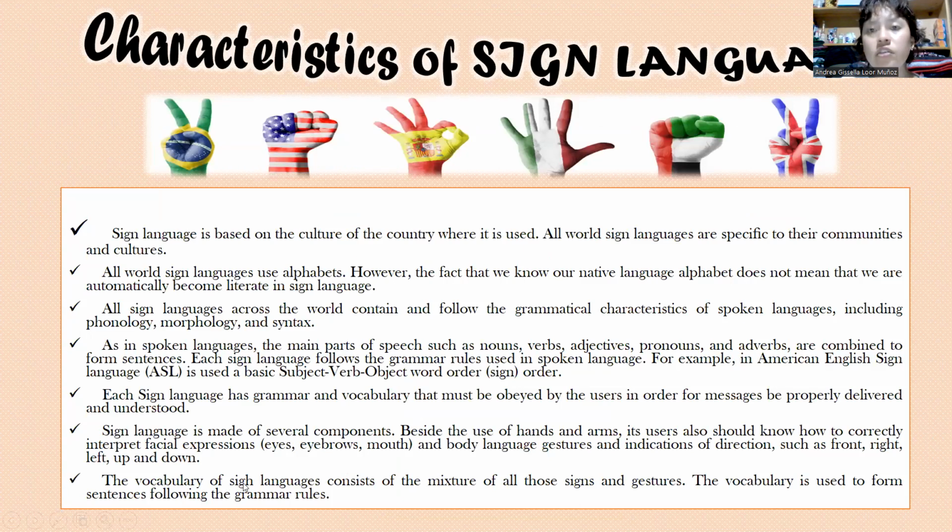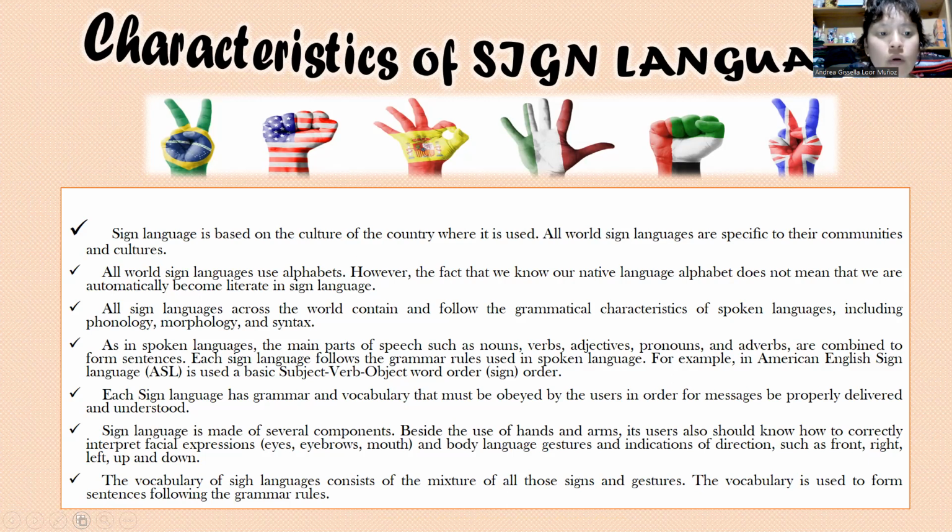Characteristics of sign language. We have seven characteristics. First, sign language is based on the culture of the country where it is used, or where sign languages are specific to their community and cultures. Second, all world sign languages use alphabets. However, the fact that we know our native language alphabet does not mean that we automatically become literate in sign language. Third, all sign languages across the world follow the grammatical characteristics of spoken languages, including phonology, morphology, and syntax.